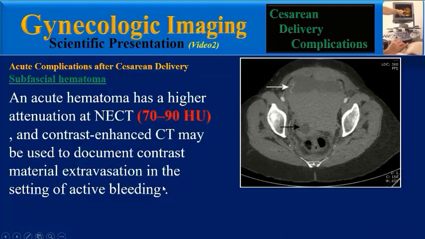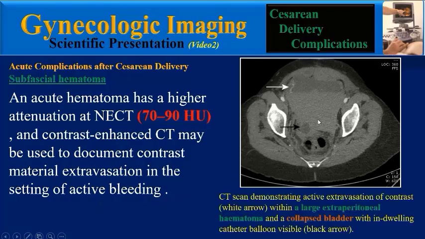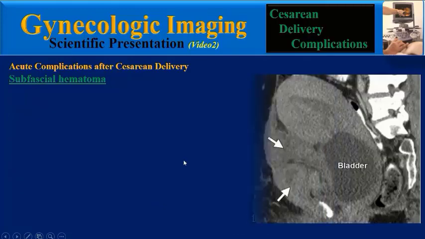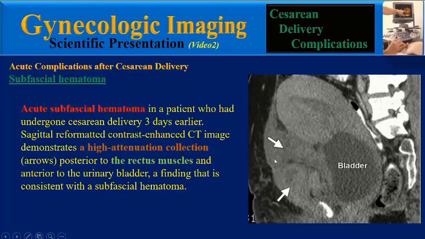An acute hematoma has a higher attenuation at non-enhanced CT, about 70 to 90 Hounsfield units, and contrast-enhanced CT may be used to document contrast material extravasation in the setting of active bleeding. As we can see in this CECT image, there is active extravasation of contrast material within a large extraperitoneal hematoma and a collapsed bladder.